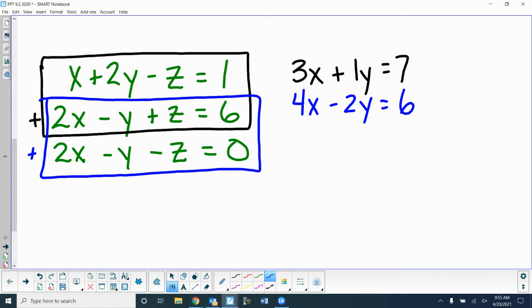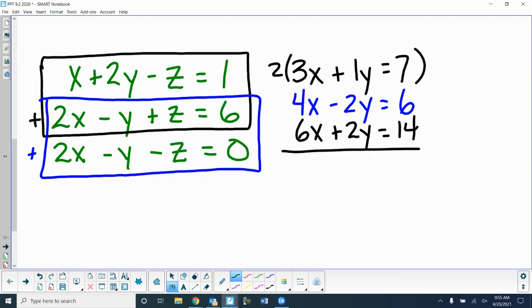You want to get the x's or the y's? Who said y? Is that you? Sam? Okay. Yeah, I would do y's because all I got to do is multiply the top by what? 2. Right? So let's multiply this top by 2, so I get 6x plus 2y equals 14. Now I got opposites again, so I'm going to add those for the 2 y's to go. So 4 plus 6 would be 10x, and 6 plus 14 would be 20. So my x is 2.